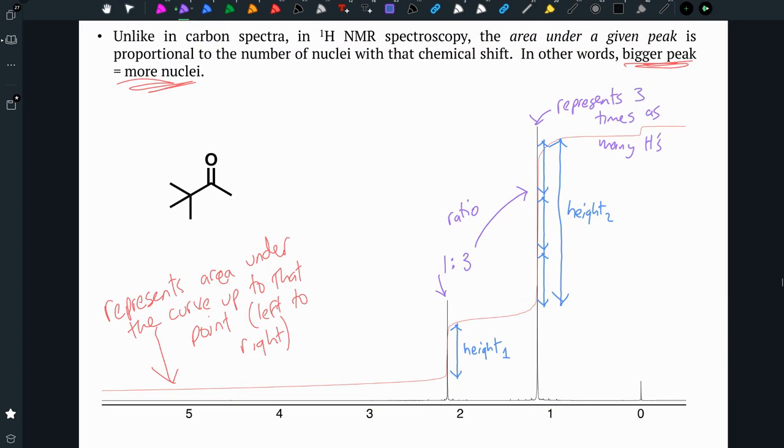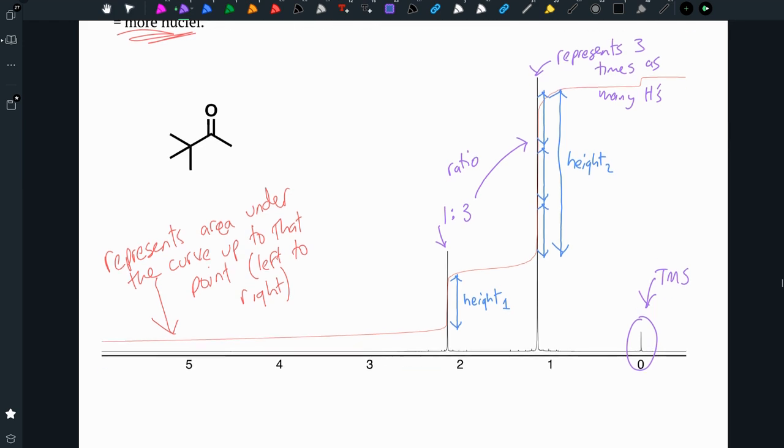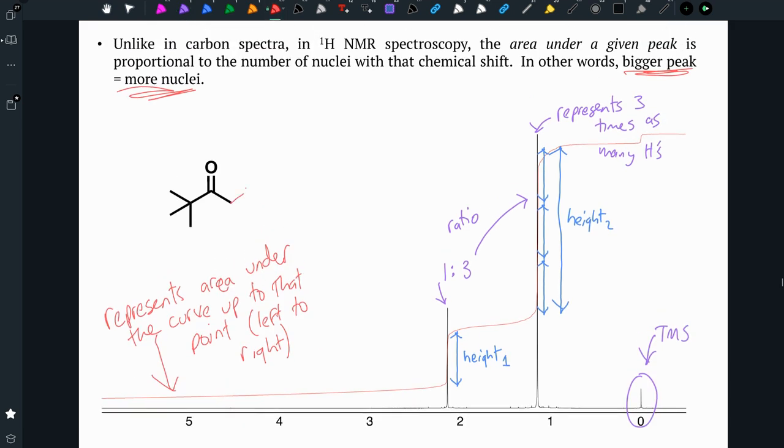You can see in my red line, there's also a little peak over here on the right. There's a little bump for where we cross 0. Remember, this is always our TMS peak because every sample's got to have a little bit of TMS in it as our standard to set the 0 point. Over here on the left is the molecule that we're representing here. You'll note this molecule has 3 hydrogens over here, and then it has 9 hydrogens over here.